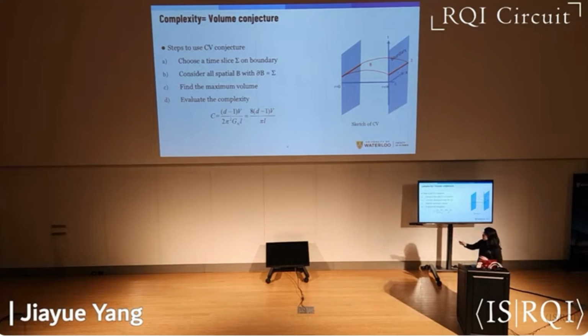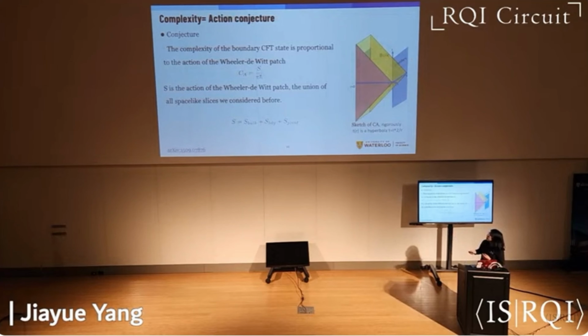To avoid this ambiguity, another proposal was made: the complexity equals action conjecture. It says that the complexity of the boundary state is proportional to the action of the Wheeler-DeWitt patch. The Wheeler-DeWitt patch is the union of all the spacelike hypersurfaces that we considered before, so its boundary is made of null boundaries. The conjecture says that the complexity should be proportional to the action of this region. The dimension of action is h bar, so we can make this dimensionless without introducing an arbitrary length scale L.